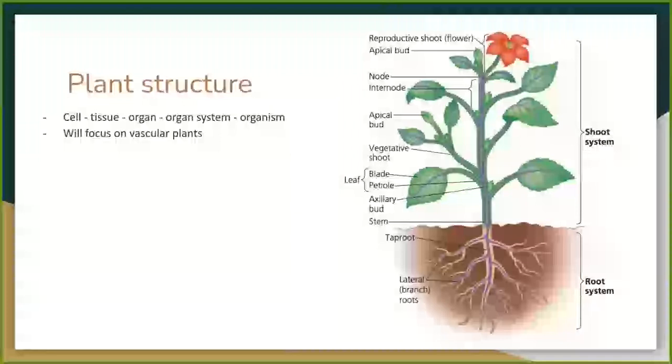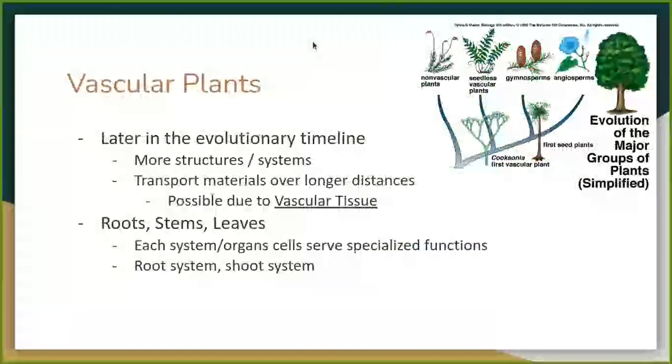So on the diagram is a picture of a plant, and we'll be talking about some of these structures, different organs that make up what are known as plants. Yeah, so we're focusing more on vascular plants in this chapter. Vascular plants are plants that are thought to have evolved later in the evolutionary timeline. This is probably due to the presence of more structures and systems within plants that are categorized as the vascular plants.